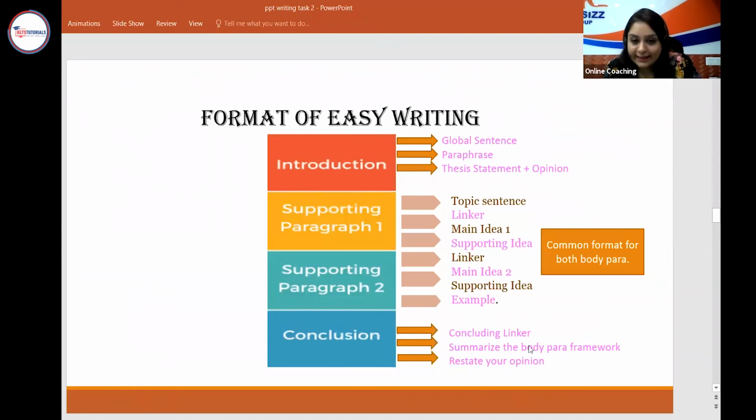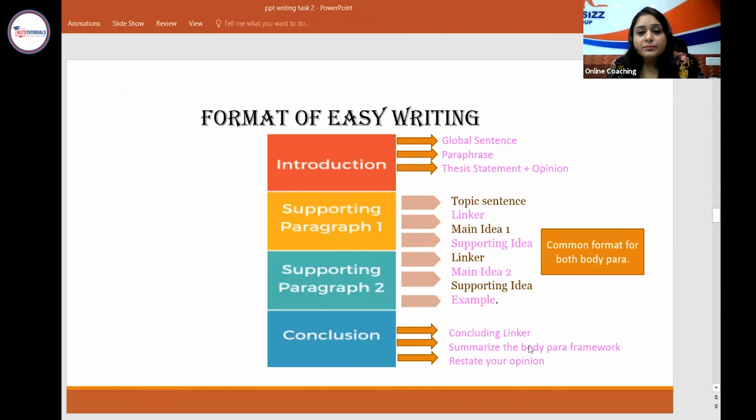For example, firstly, your main idea 1, then secondly, your main idea 2. Again, you have to support that main idea 2 with the supporting idea, and then you have to quote an example, because in your task it is written that please do write the examples with your practical knowledge and practical reference, right? So you have to write your examples also.